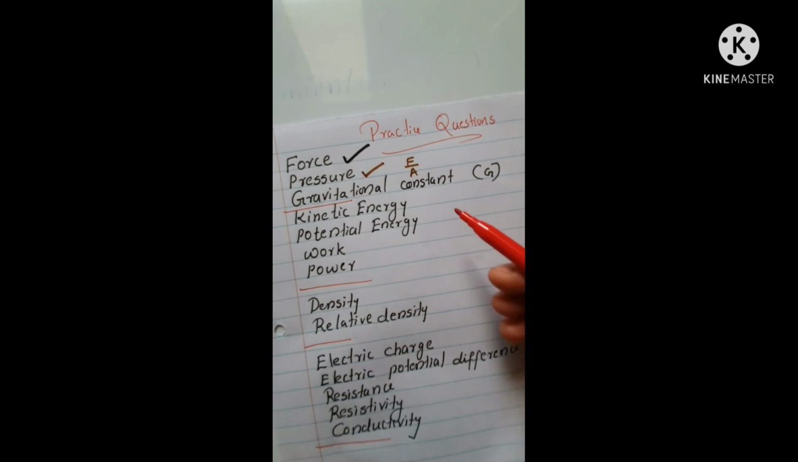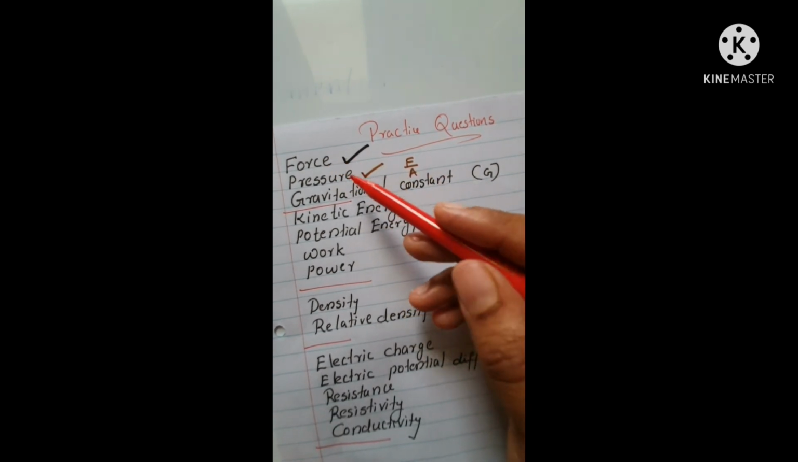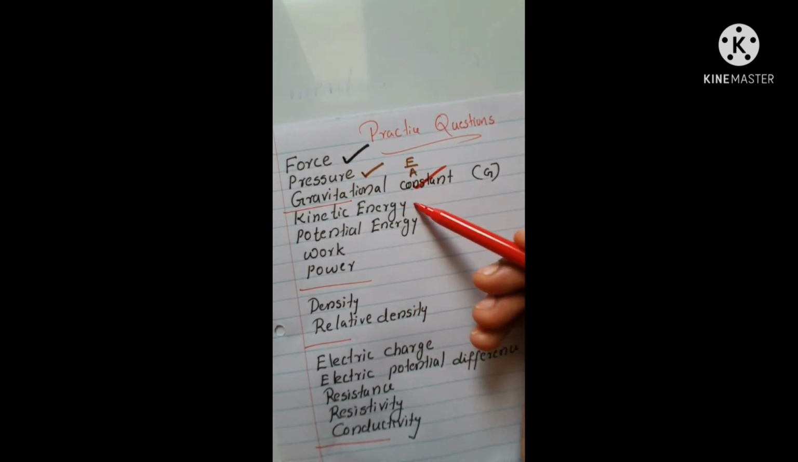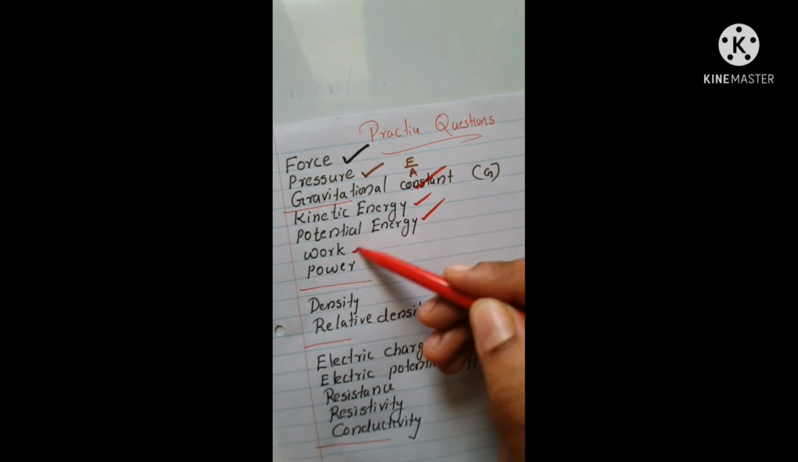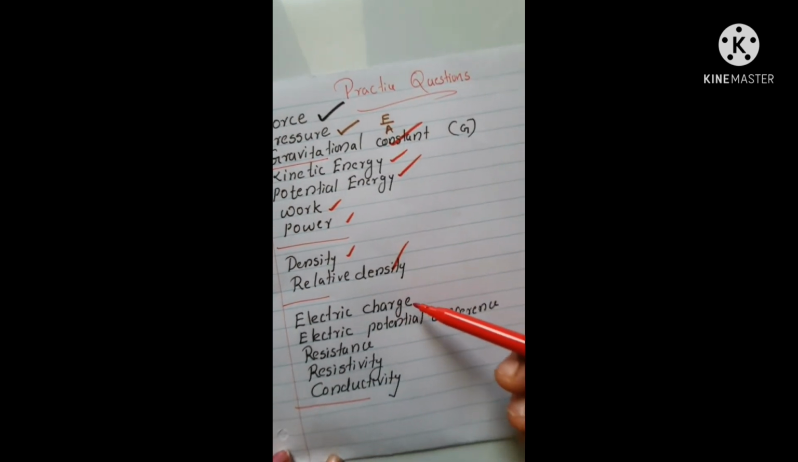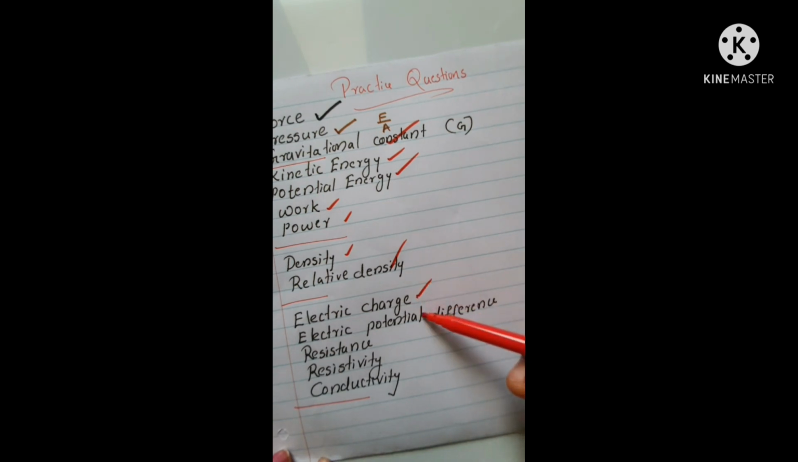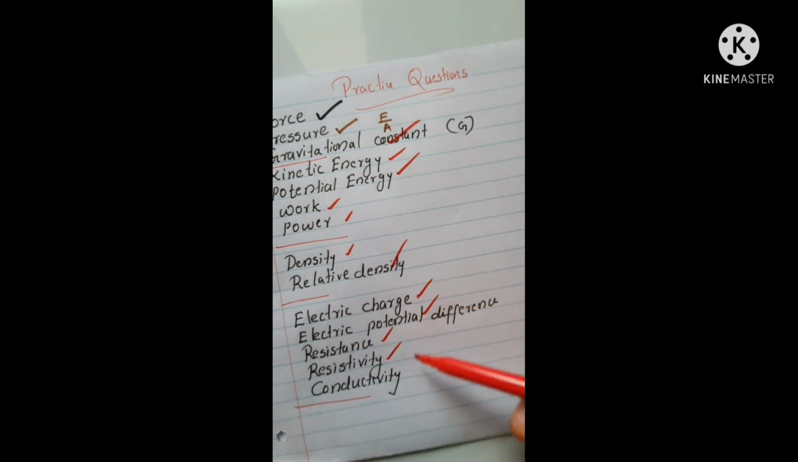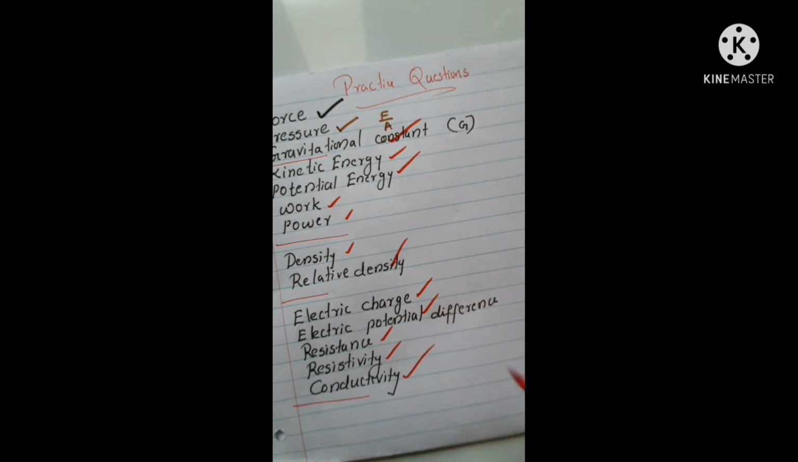Okay, so we have learned dimensional formula for force, pressure, G, kinetic energy, potential energy, work, power, density, relative density, then some electrical quantities like charge, potential difference, resistance, resistivity and conductivity.